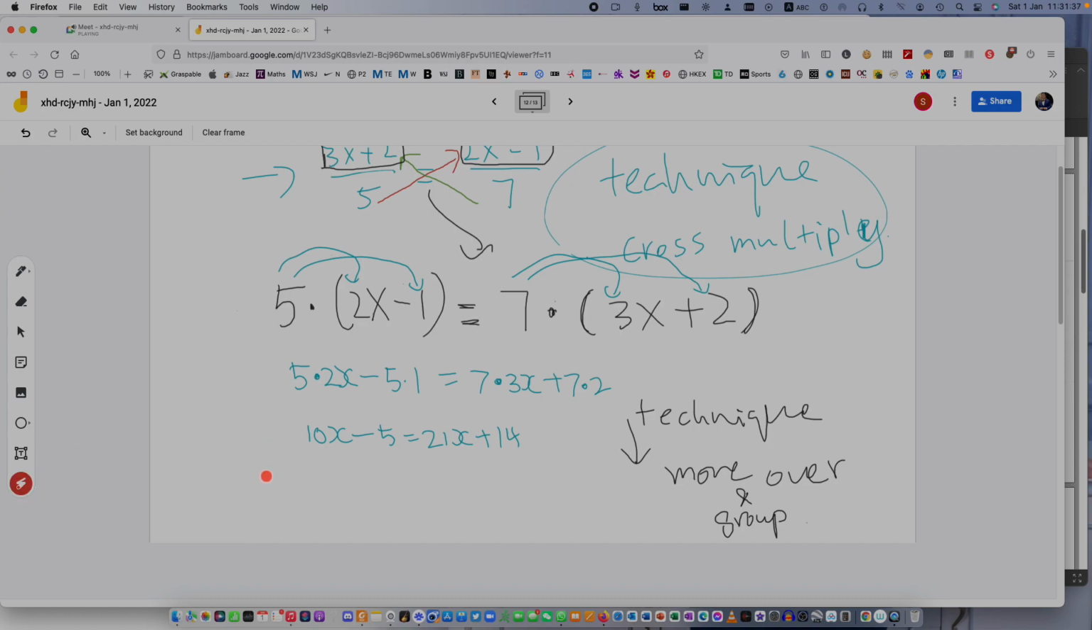So what are you waiting for? Underline similar terms first. Very good. So you need to group similar terms by moving things over. Go ahead.